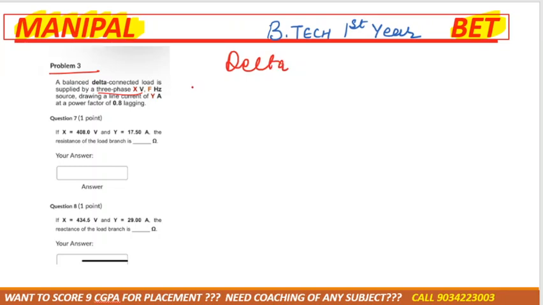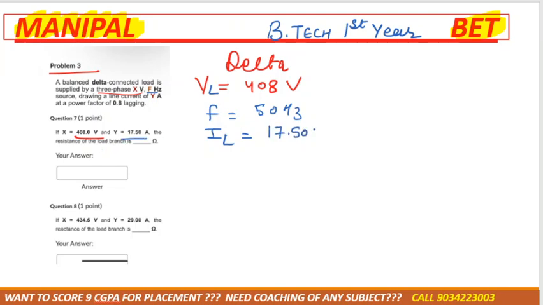Next, the third problem: a balanced delta connected load is supplied by a three phase supply, means there is delta connection, and the voltage they have mentioned as 408 volt, right? And frequency F hertz. F they didn't mention. Let us consider 50. Okay, drawing a line current of, line current means IL and this one is the VL. As I told you, if they didn't mention, we have to consider the line voltage only. IL is how much? They have mentioned 17.50 ampere at the power factor 0.8 lagging, right?